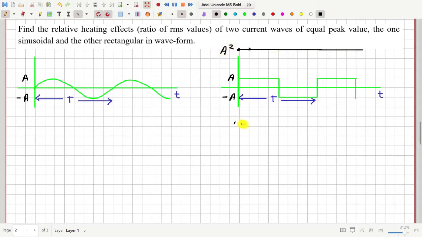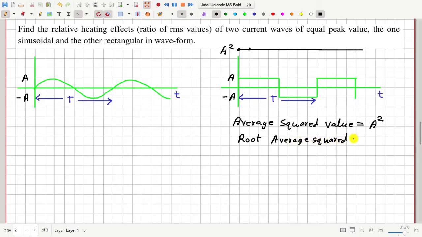Therefore the average squared value will be equal to A squared, and therefore the root mean squared value, or root of the average squared value, the RMS value, will be equal to the square root of A squared, that is A. So this is the RMS value of this function.